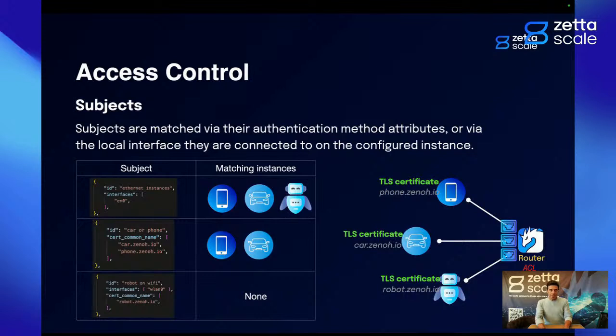Now, what are the subjects that you can use for access control? A subject can be an interface. So I can say, well, through this interface, in ingress, that's what is allowed, and in egress, that's what is allowed. It can be an identity, meaning a certificate identity, or a combination of the two, or it can be none of those.